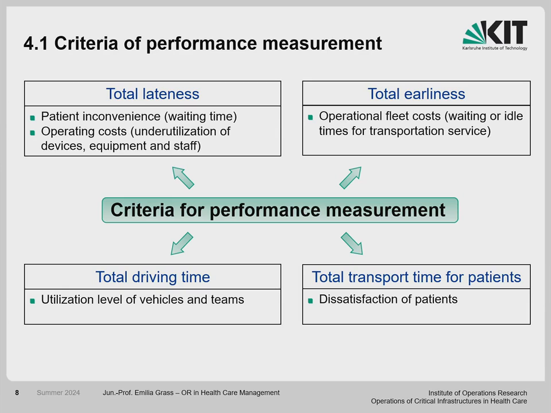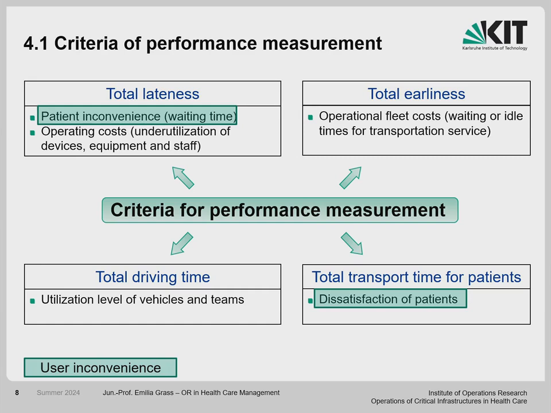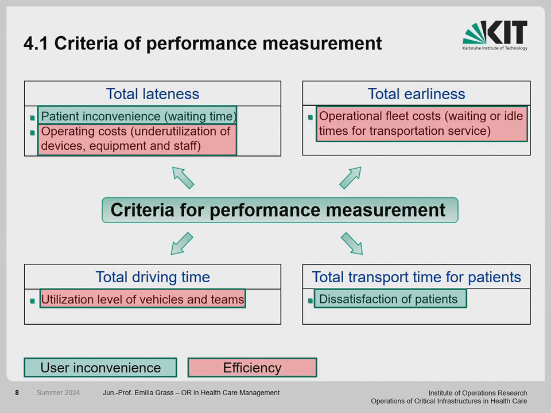So again, we have this dissatisfaction of patients. And then we can differentiate between what is actually user convenience or inconvenience. If we try to improve our transportation, is it better from the patient perspective, or do we want to improve it from the hospital perspective and try to improve the efficiency, the utilization of our devices, staff, and so on? So we have to differentiate that. And sometimes these could be conflicting and contradicting objectives, at least sometimes.